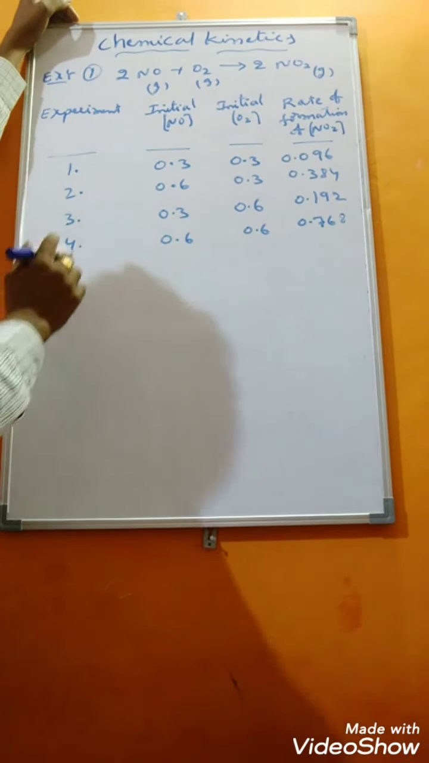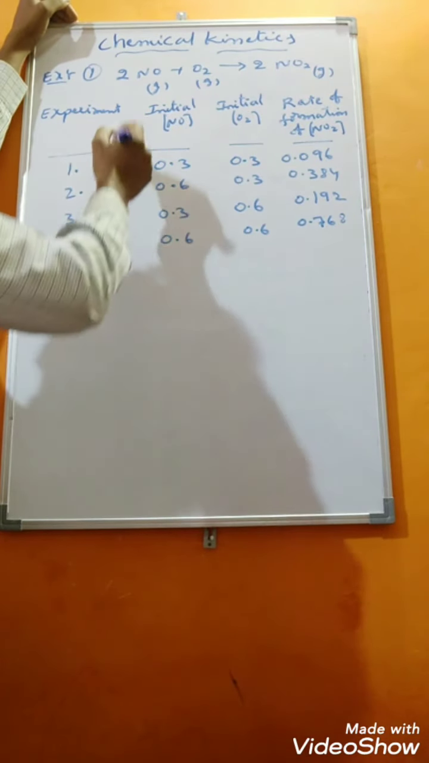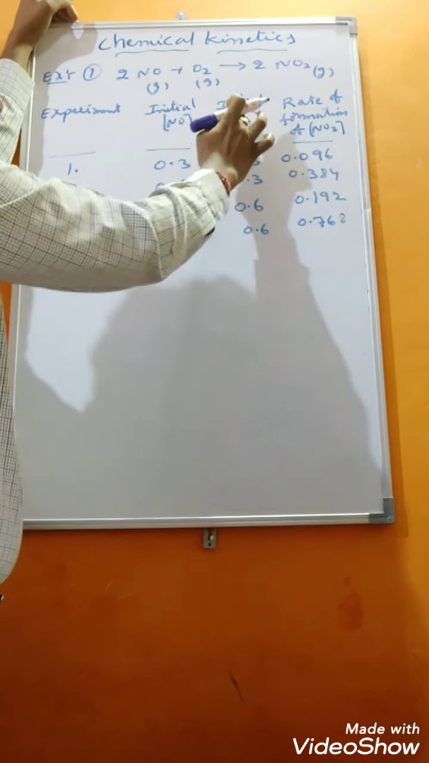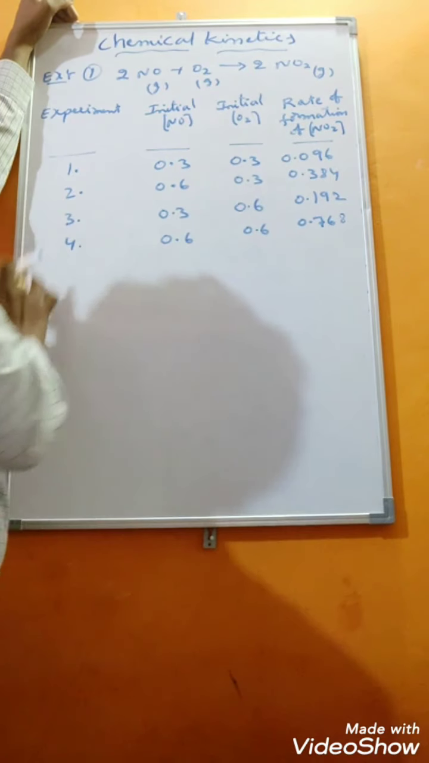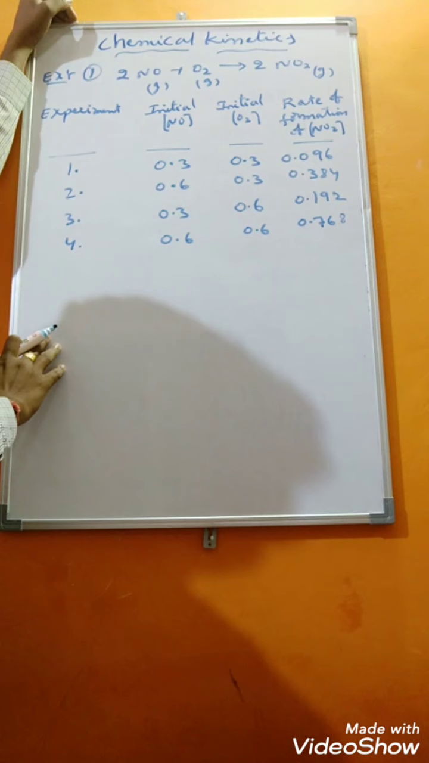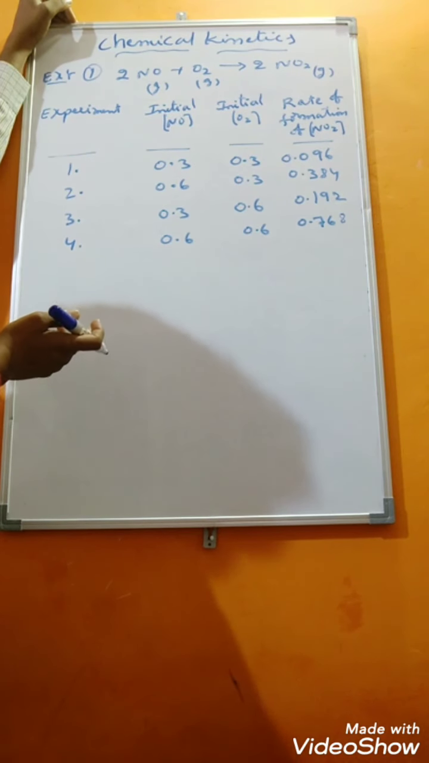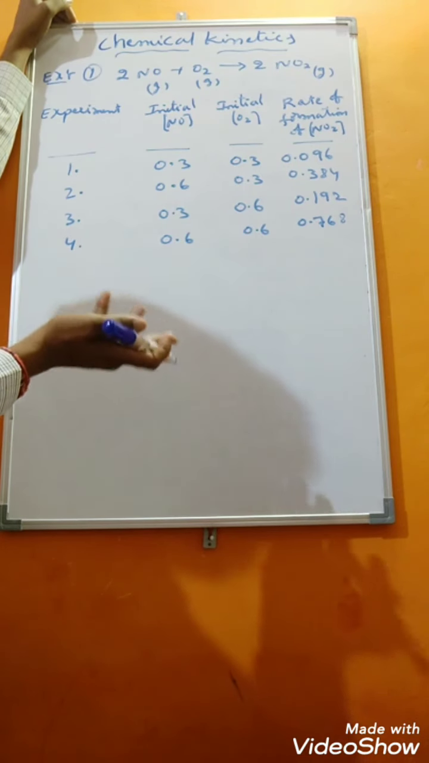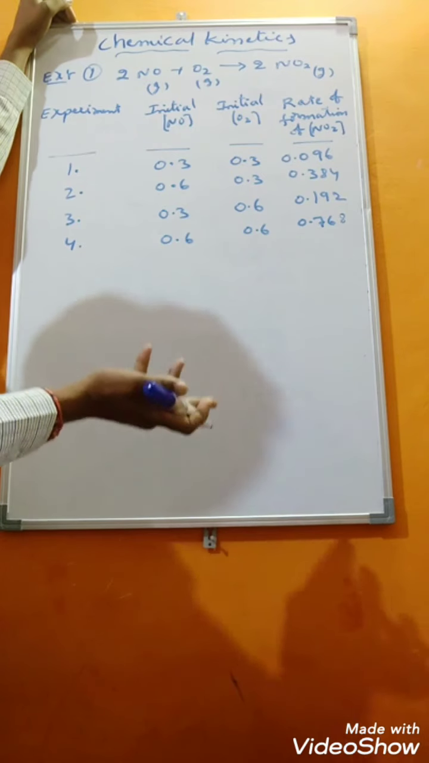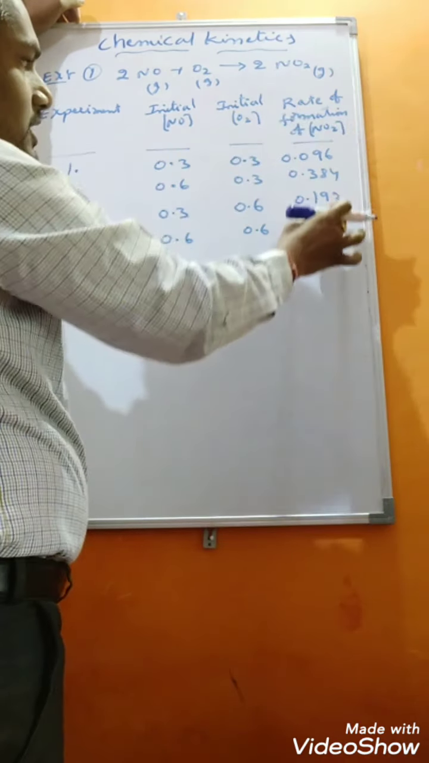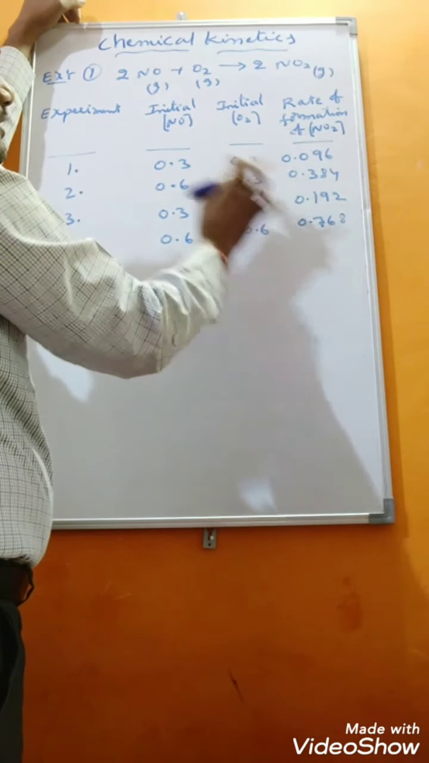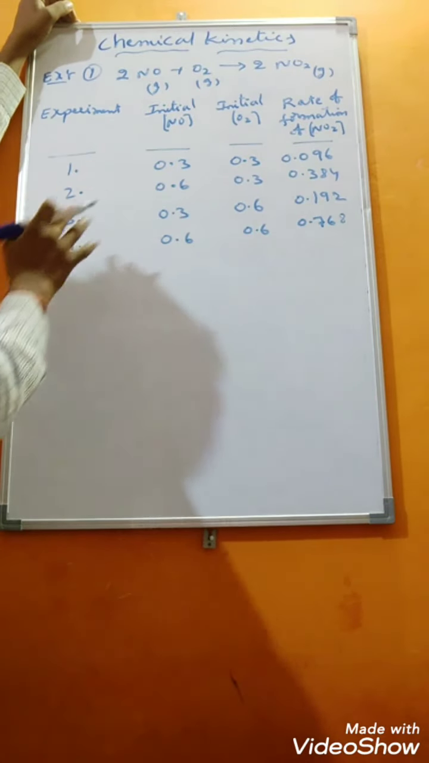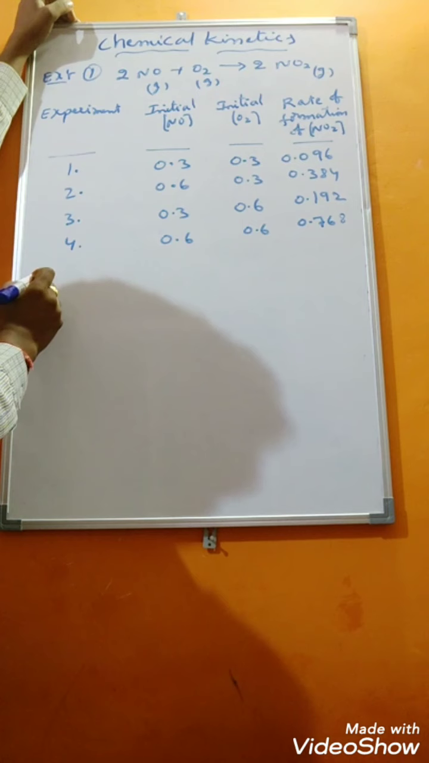So let us take it now. Here they have given 4 experiments. The initial concentration of NO is given, and the initial concentration of O2 is also given, that is, the reactant concentrations. Generally we take reactant concentrations only in the rate expression, because the rate depends upon the molar concentration of reactants, as we discussed in the previous class. The rate of formation of NO2 is also given. So by using this data, we are going to find out the rate expression.